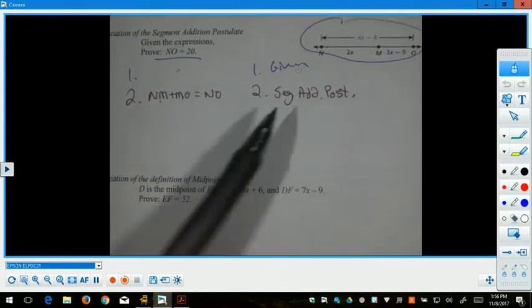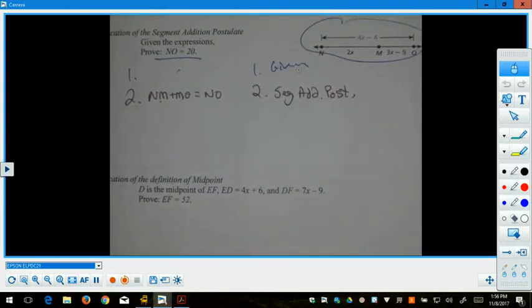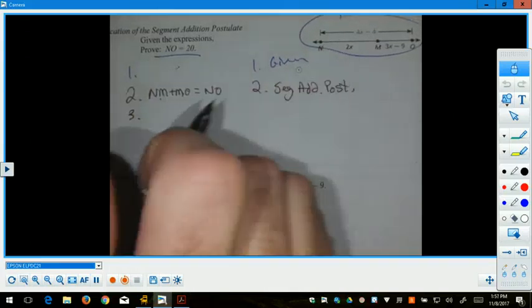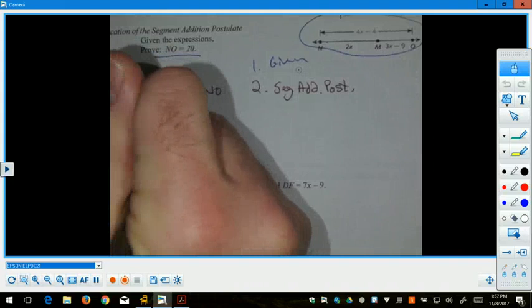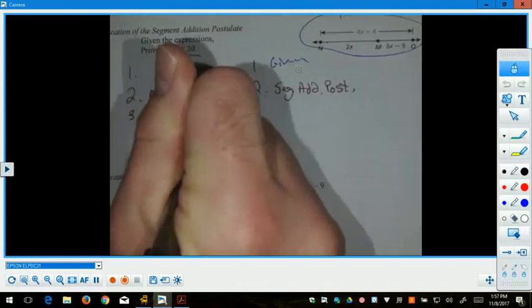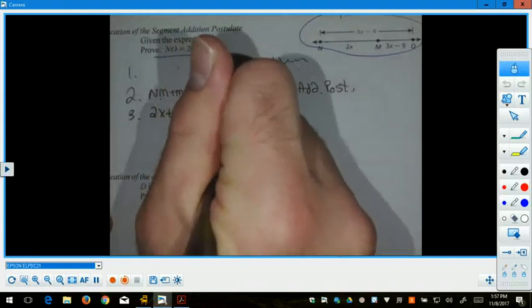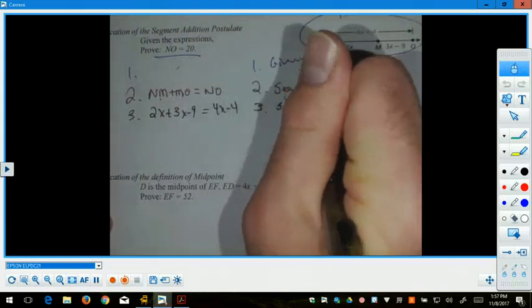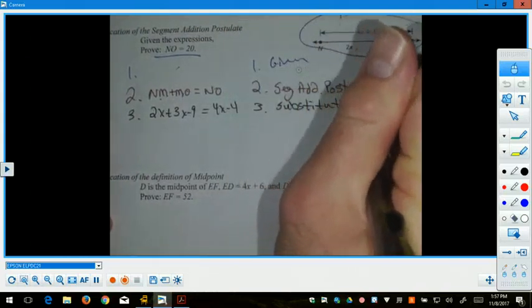So you'll see that in your flipper. That's the geometry component. Now we're going to plug in the terms. So we're going to do some algebra. So for NM, I have 2x. For MO, I have 3x minus 9. For NO, I have 4x minus 4. What I did was plug in, so I used substitution.